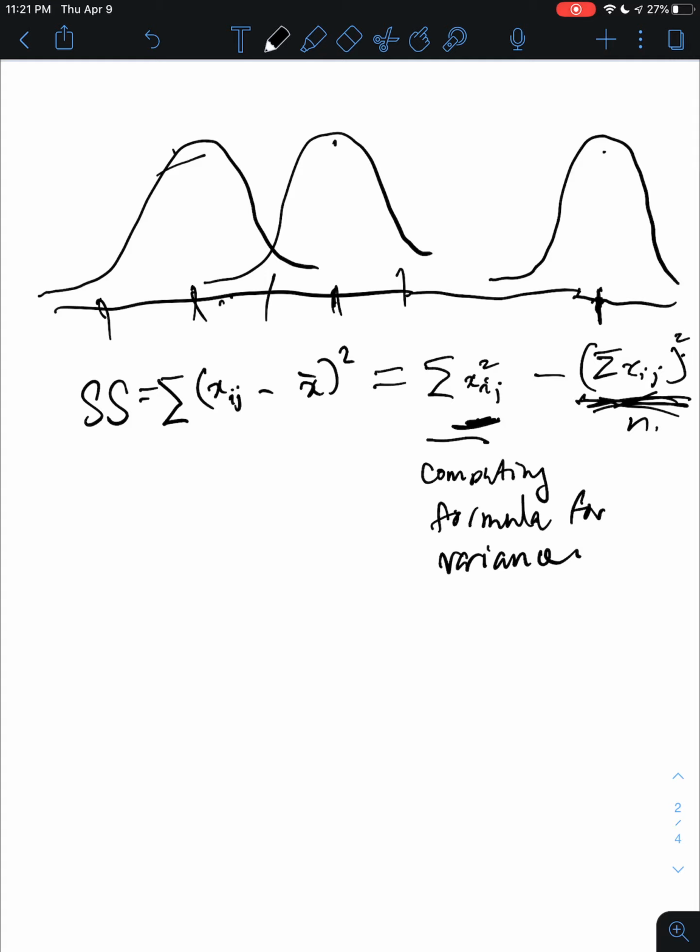All right, now this second term will appear a couple of times in our calculations. So what we're going to do is give it a name. We call it correction for the mean.